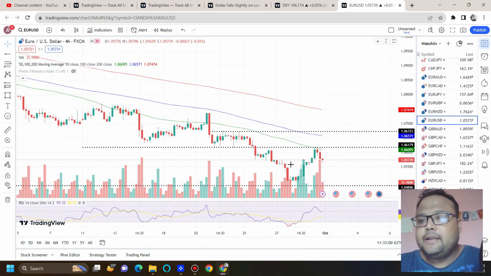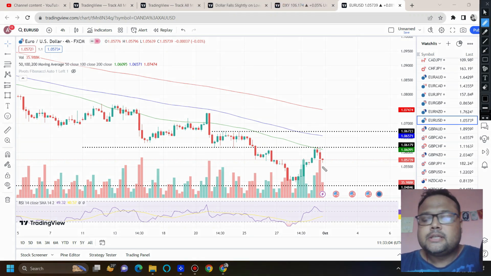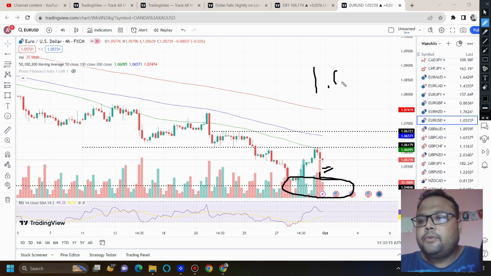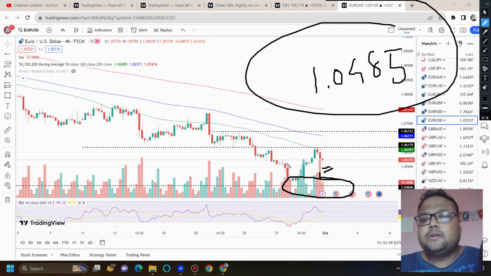And on the other hand, if you see the market going down, then I won't suggest any buy position here, because the problem is that the market is heavily under the influence of sellers. If the market goes down and hits the 1.0485 level, then you can observe the market again, because on the weekly chart we saw that the market is trying to take support around a weekly pivot level.